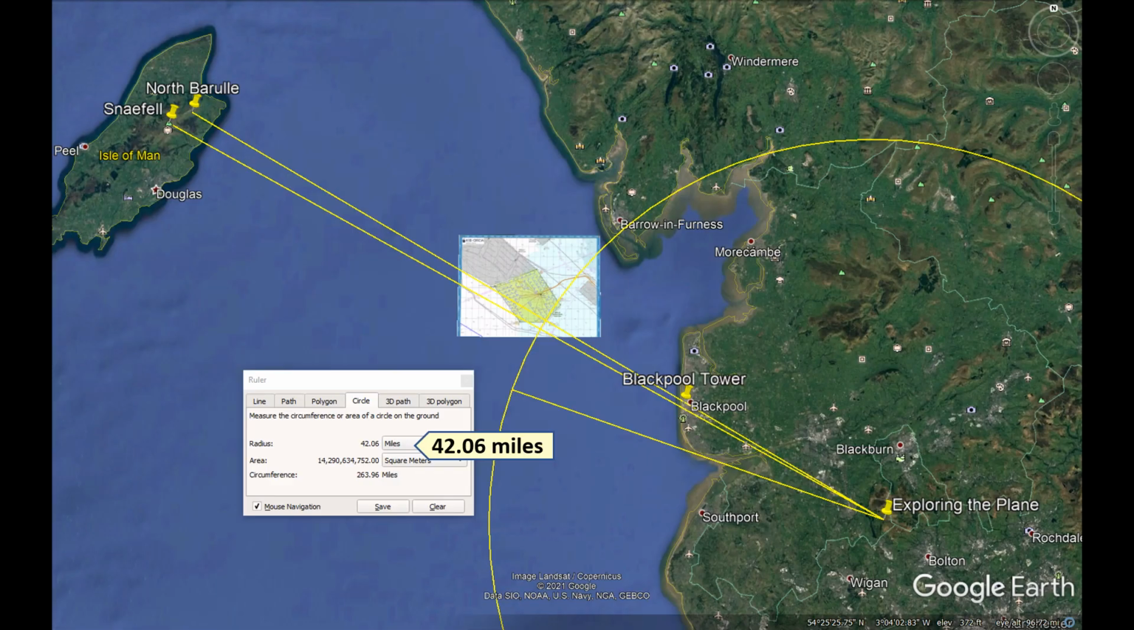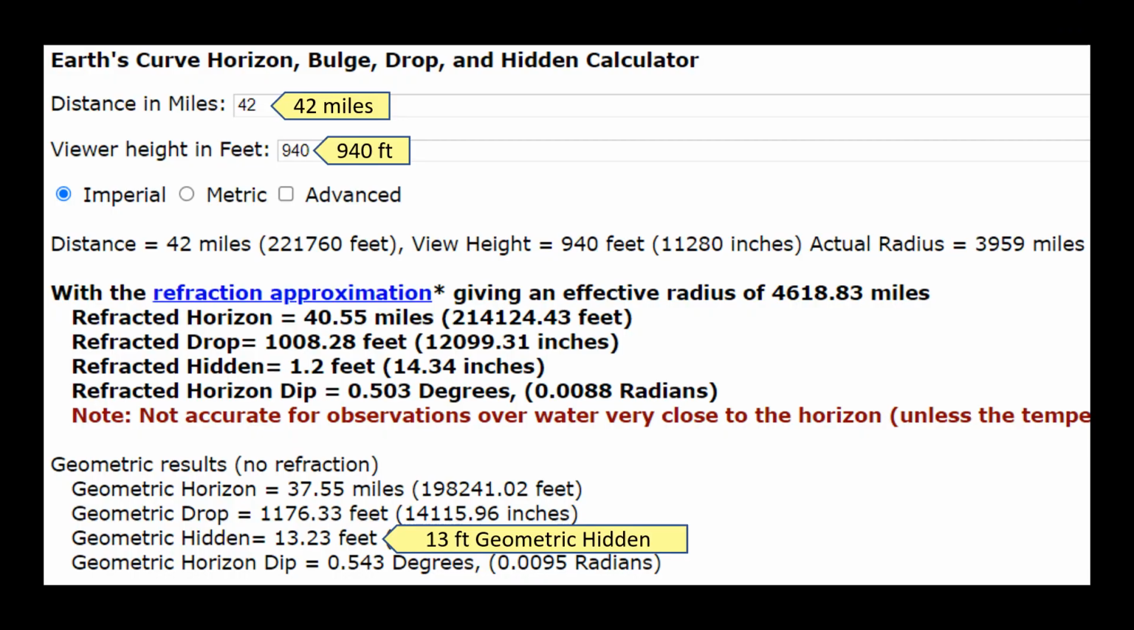So let's compare that to these turbines at the West of Duddon Sands wind farm. Now, as I told you in part 1, I was able to insert a map of that wind farm into Google Earth, and the front edge of the wind farm is at 42 miles. And at that distance, we have a geometric hidden of 13 feet.